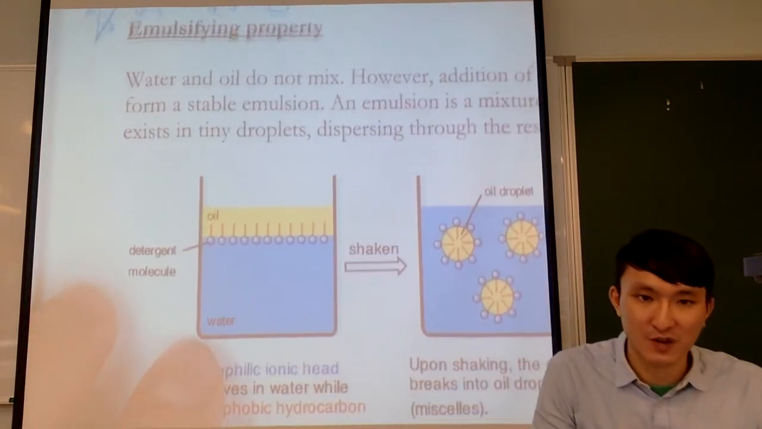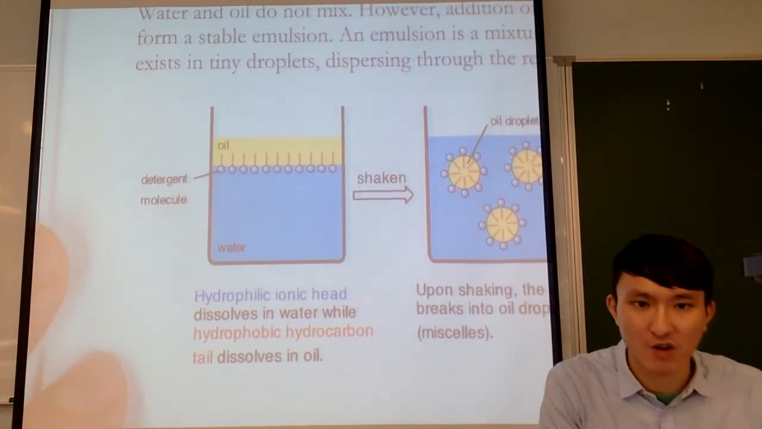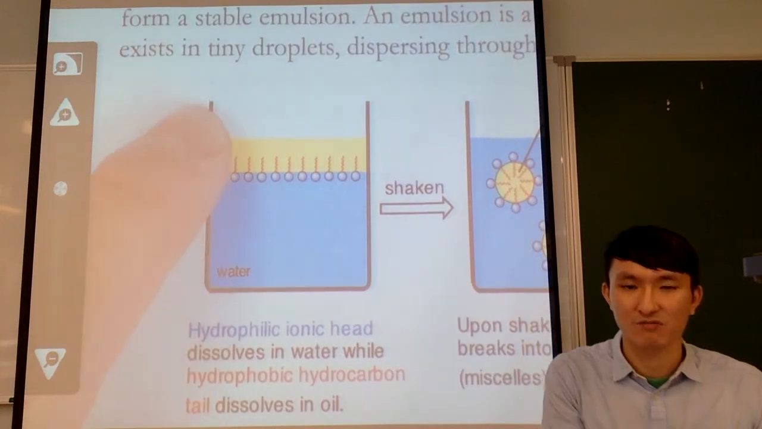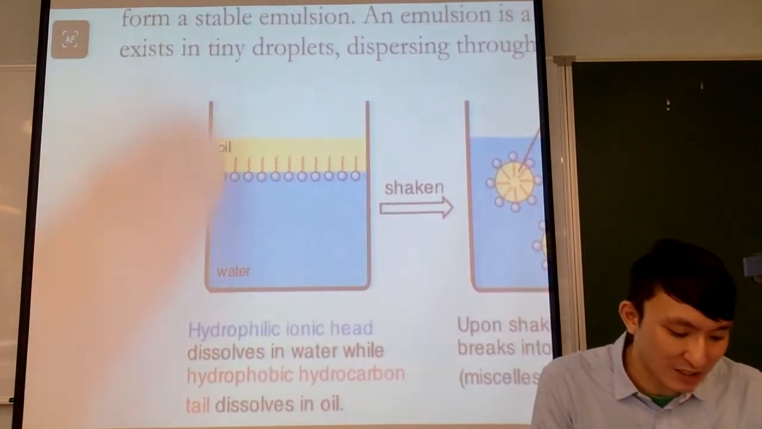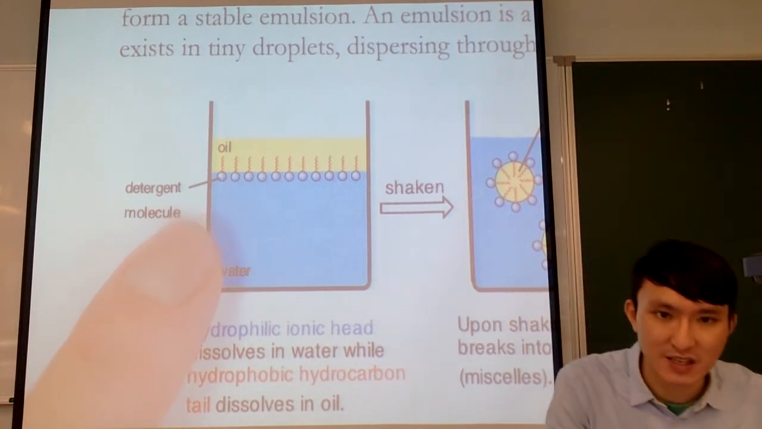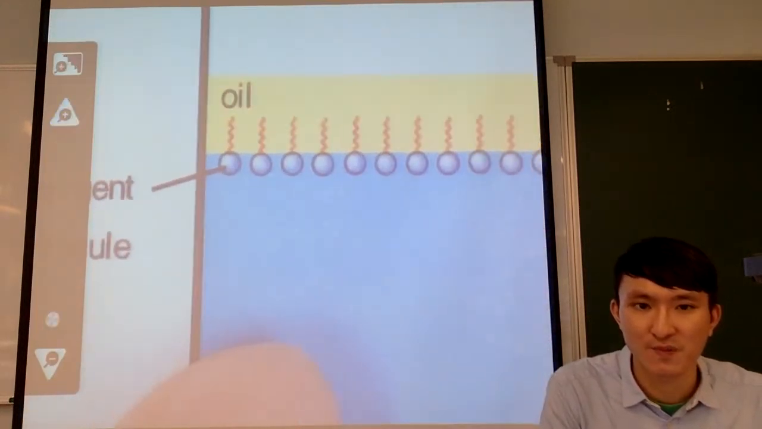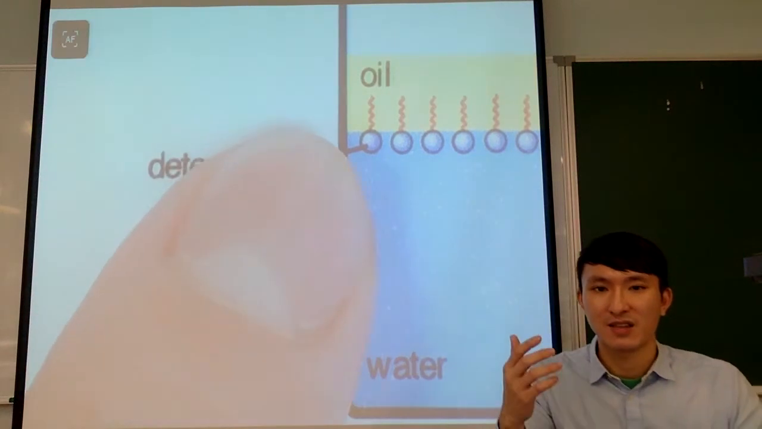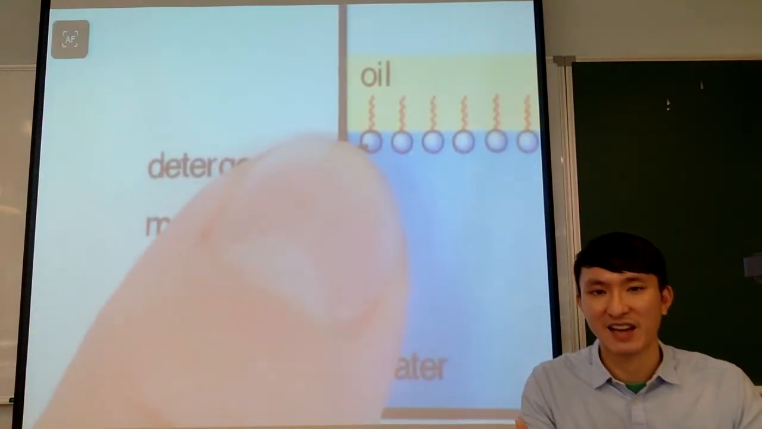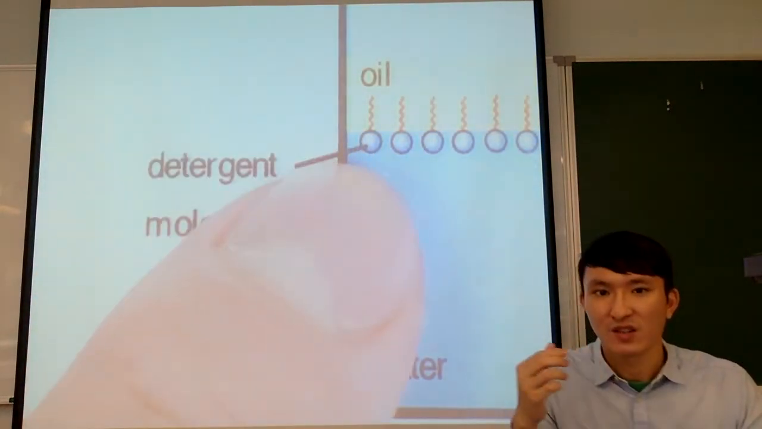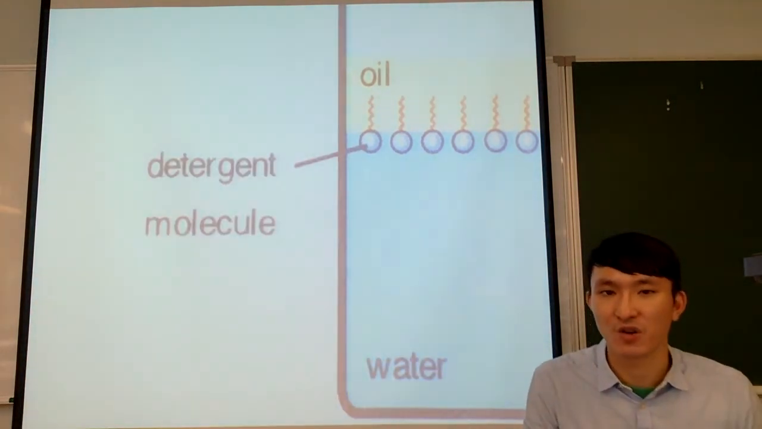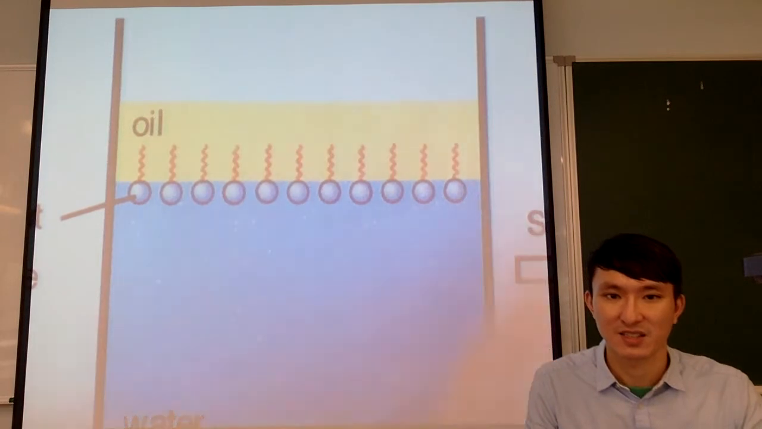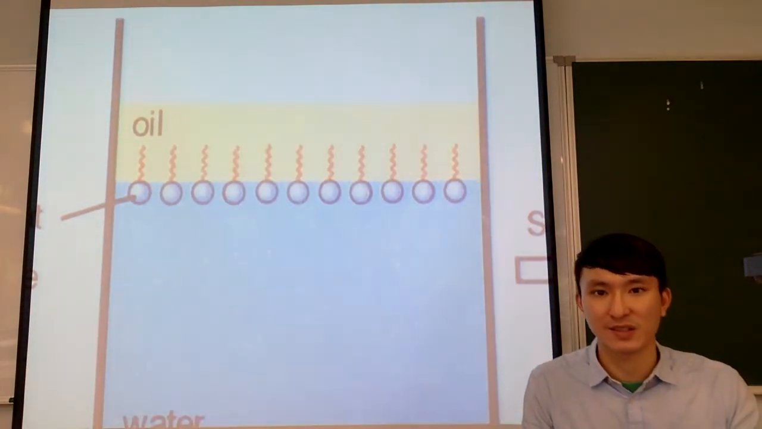Now here, if you look at the diagram, originally you have water and oil. They are two immiscible liquids, they don't mix. Okay? Now when you add the detergent molecule, because the detergent molecule has a hydrophilic ionic head and a hydrophobic hydrocarbon tail, the head will be inserted into water, and the tail will remain in the oil. So they will arrange like this, okay? Now this one, it doesn't mix.